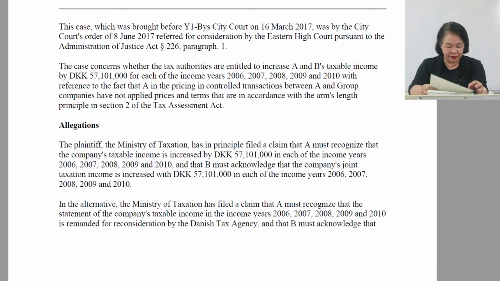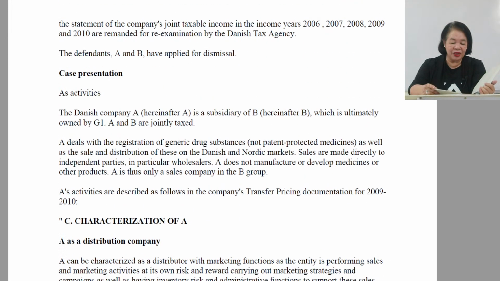Ibig sabihin, in-adjust. So, in the alternative, the Ministry of Taxation has filed a claim that A must recognize that the statement of the company's taxable income in the income years 2006, 7, 8, 9, and 10 is remanded, no, for consideration by the Danish Tax Agency, and that B must acknowledge that the statement of the company's joint taxable income in the income years 2006, 2007, 2008, 2009, and 2010 are remanded for examination by the Danish Tax Agency. No? Okay, so the defendants A and B have applied for dismissal. No? Pinapadismiss nila yung case.